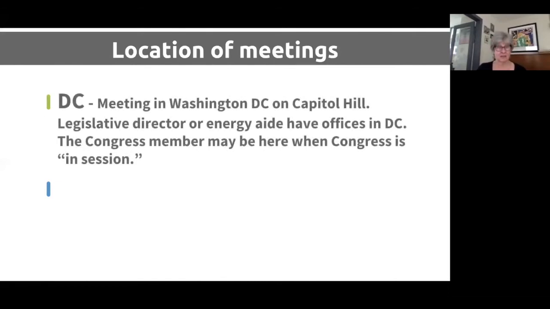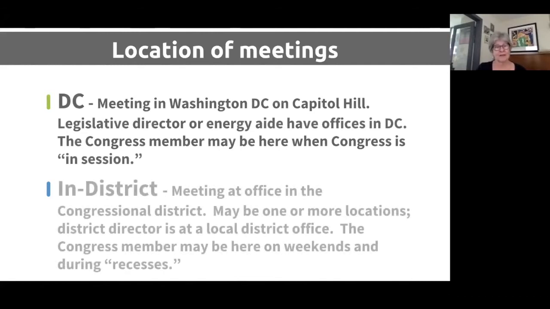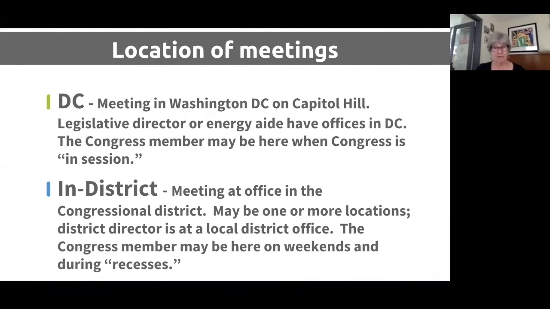Location might be in District of Columbia, DC. The legislative director or the energy, tax, or environment aide generally have their offices in Washington, D.C., and the congressman will be there when the Congress is, quote, in session. An in-district meeting is at the local level. That might be in the state or district, depending on if this is a House or Senate member. The district director is usually in the district and in that local office. And the Congress member, him or herself, might be there on weekends or during what's called a congressional recess.